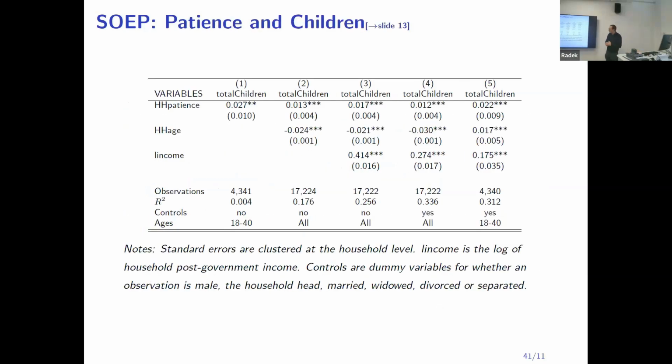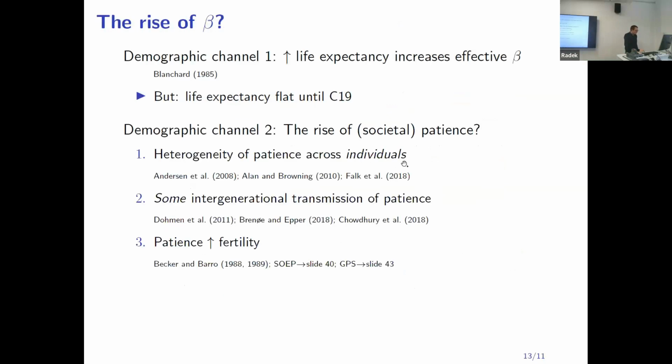When you look at this data, it seems quite strong that more patient households have more children. It doesn't matter on the age, it doesn't matter on how rich you are, it doesn't matter on various controls, which include whether you're male or a household head, or married, widowed, divorced or separated. We've also managed to get data on education levels. None of these things seem to lower this effect: the more patient you are, the more children you tend to have.